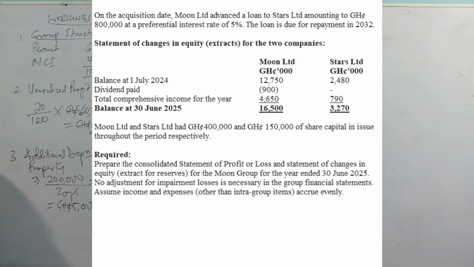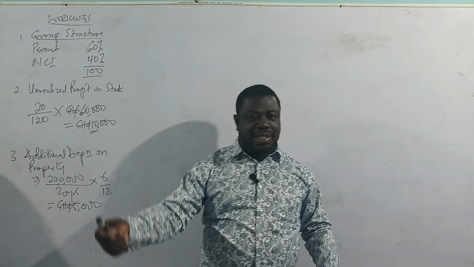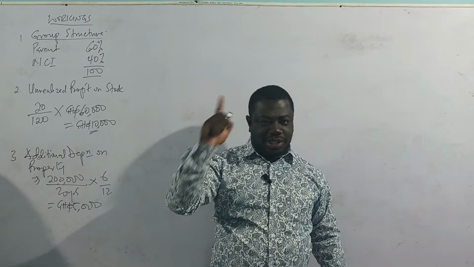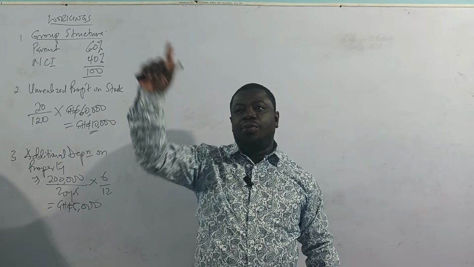The next information says that on the acquisition date, Moon Limited advanced a loan to Stars Limited amounting to 800,000 Ghana cedi at a preferential interest rate of 5%. The loan is due for repayment in 2022. So on the date of acquisition, Moon actually gave a loan to Stars, the subsidiary, 800,000 Ghana cedis. Of course, we need to calculate the interest on the loan and then we'll cancel it off.